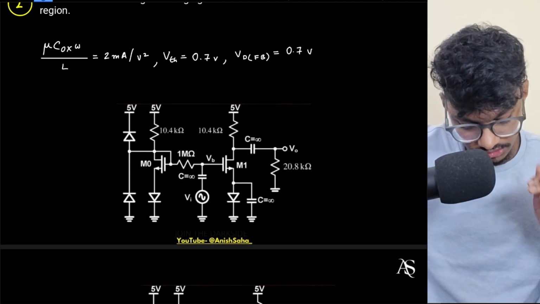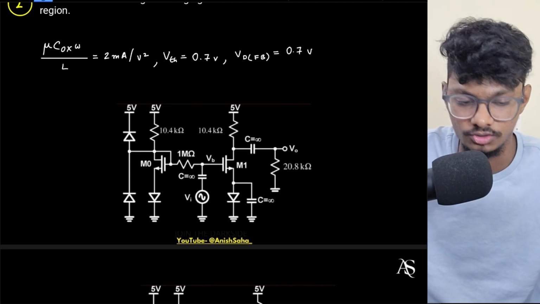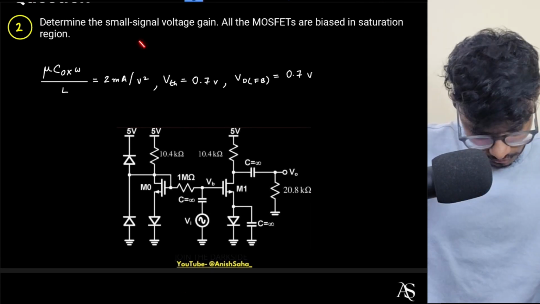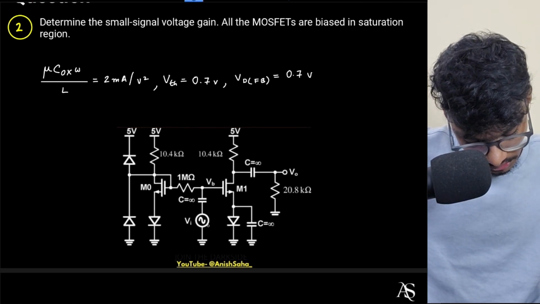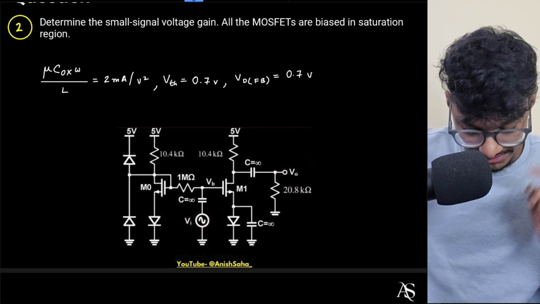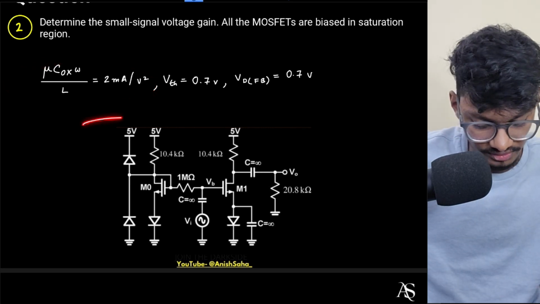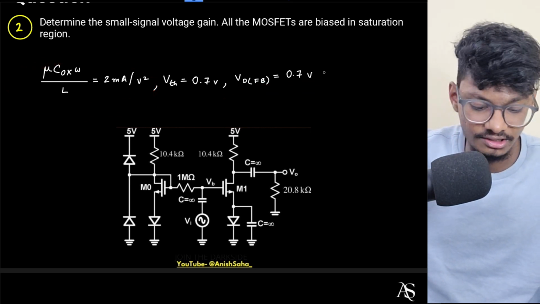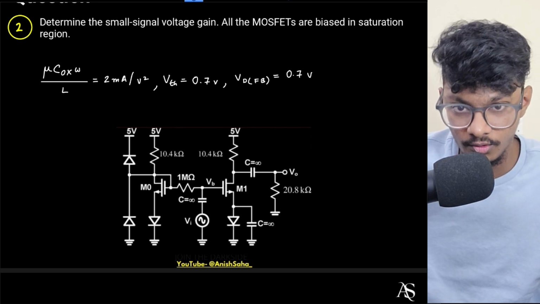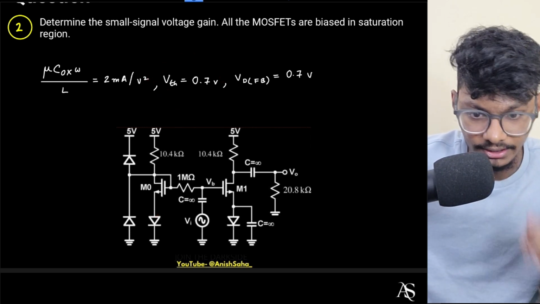Let's solve this question. At first it seems intimidating, but actually it's not that intimidating. So how will you solve this? Again, you have to determine the small signal voltage, that is Vi and Vo, if all the MOSFETs are biased in the saturation region. My M0, COX, WL are given, VTH, VD, all these are given. VD means the diode forward bias voltage, okay, the voltage when the diode is forward biased. And VTH is the threshold voltage of the MOSFET, right?